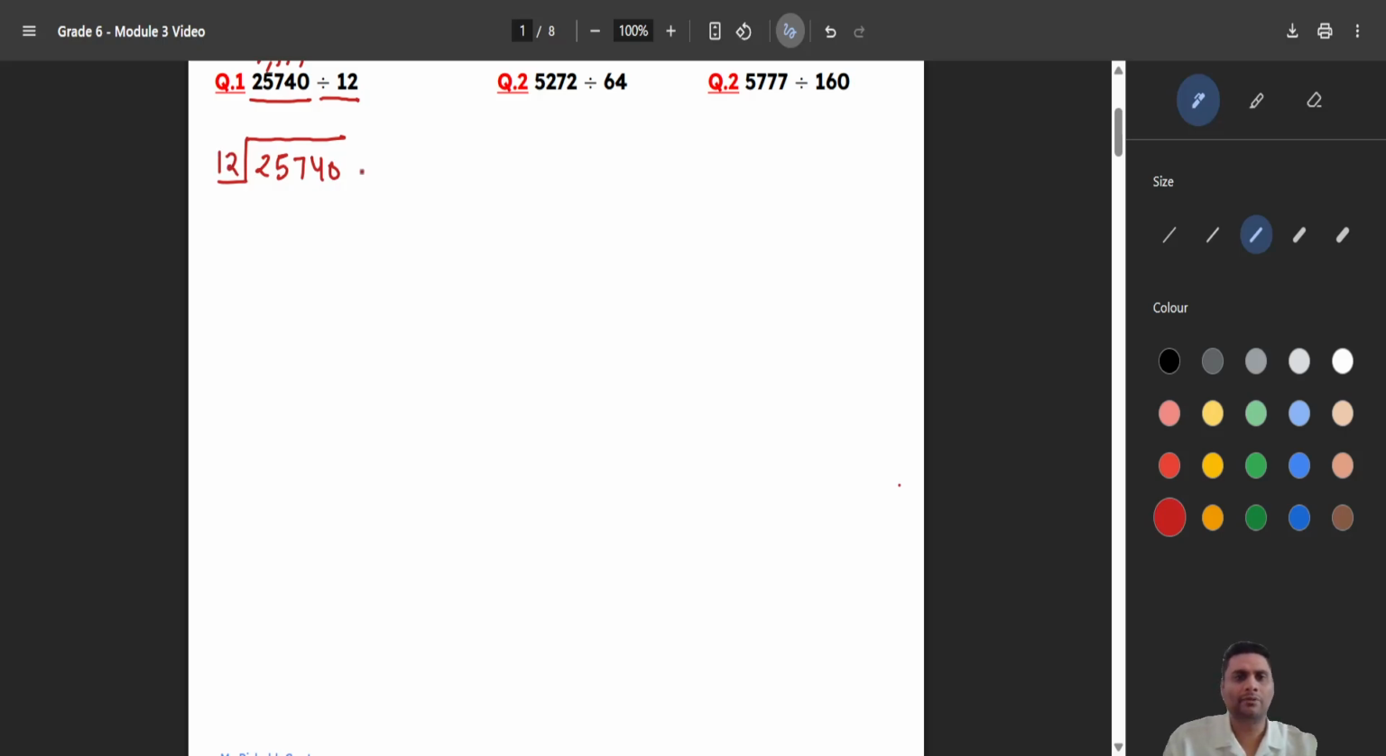Okay. Now before we start division you must know the table of 12. So I will write the table of 12 here for reference. 12 times 1 is equal to 12, times 2 equals 24, times 3 equals 36, times 4 equals 48, times 5 equals 60. It will go on, but right now let us take until times 5 only.